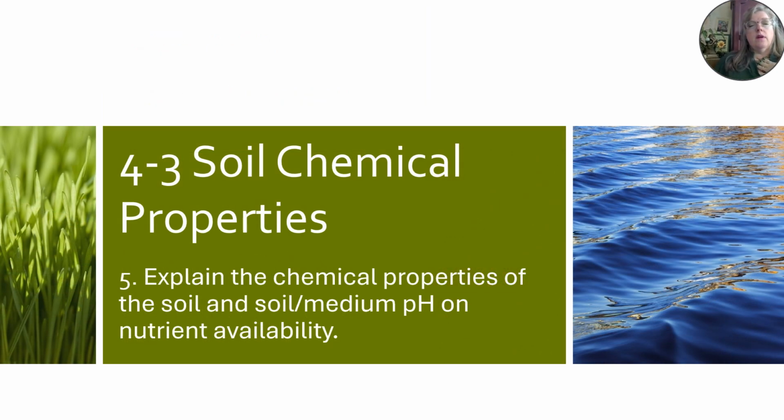All right, now the first objective of lesson 3, soil chemical properties, is to explain these chemical properties and to explain pH and nutrient availability. So we're going to go through all of these things together here.